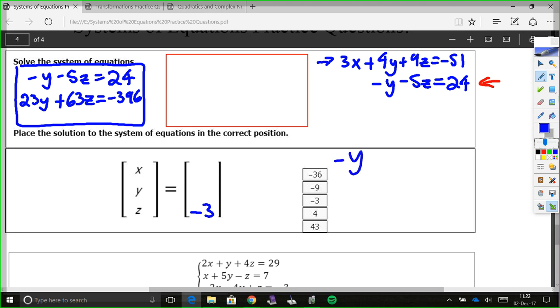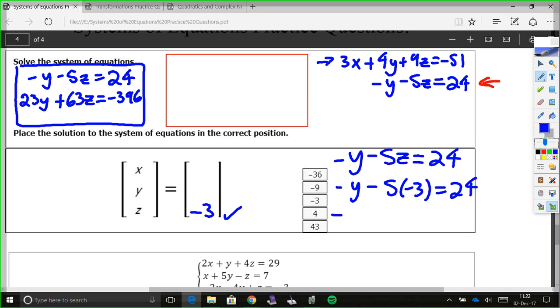The first equation is negative y minus 5z equal to 24. But I'm plugging in negative 3 for z now that I know that, right? So I'll have negative y minus 5 times negative 3 equal to 24. So this would be negative y plus 15 equals 24, because negative 5 times negative 3 will be 15.